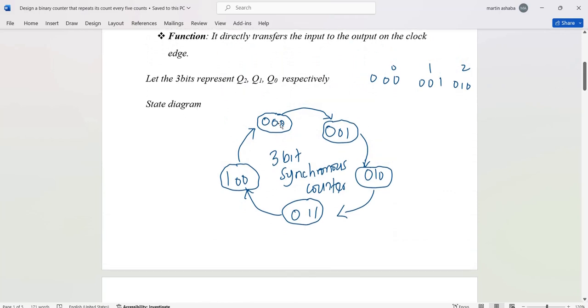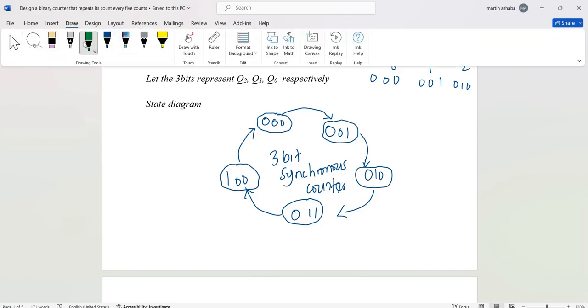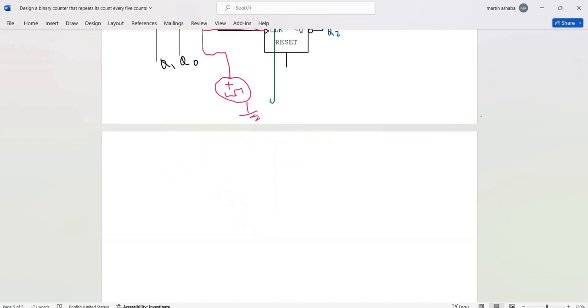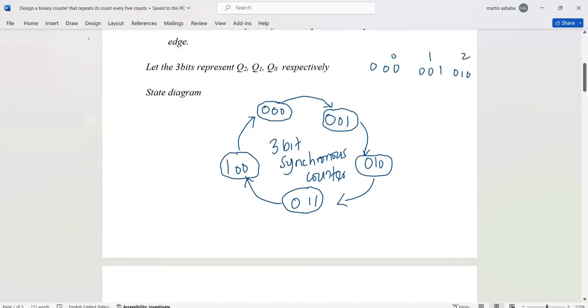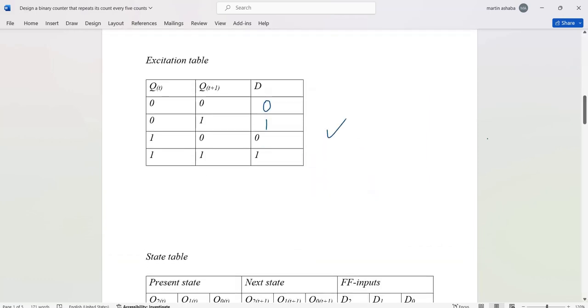First of all, you need to have your state diagram that shows that this is a 3-bit synchronous counter running from 0 to 1 to 2 to 3 to 4 and finally back to 0, and to repeat like that. Sorry, we are saying that this is 0, this is 1, this is 2, this is 3, this is 4, and it goes back to 0. Okay, we go to the excitation table.